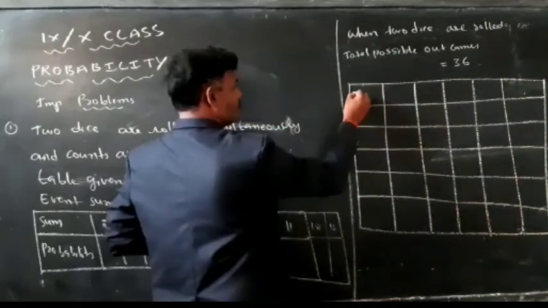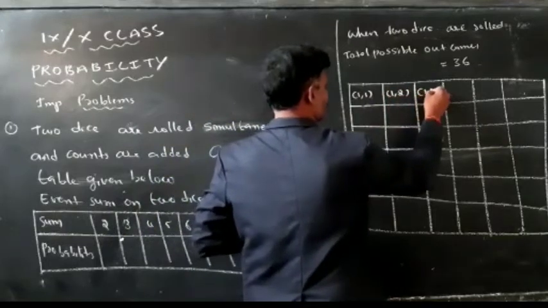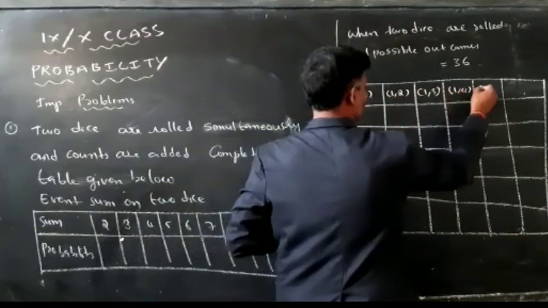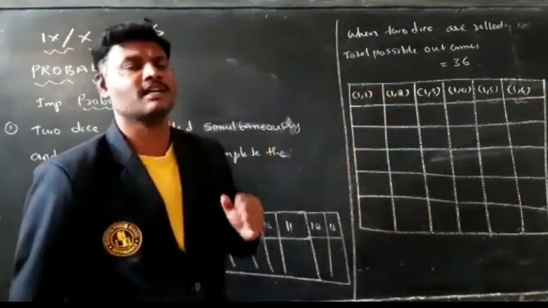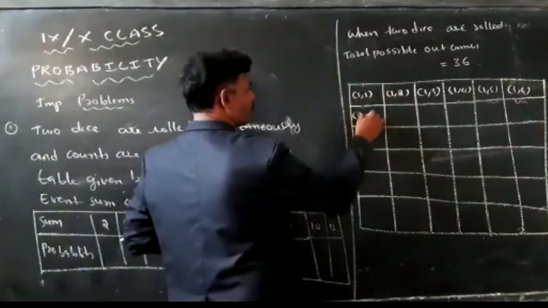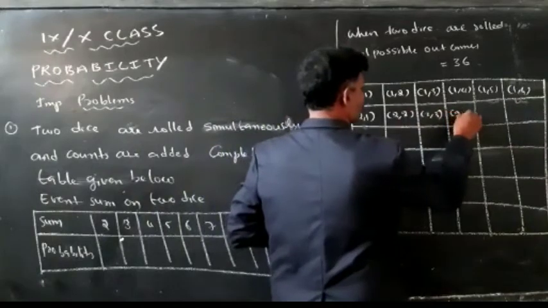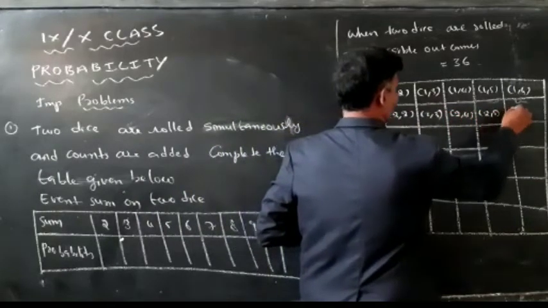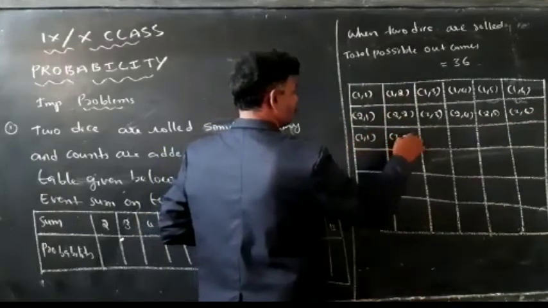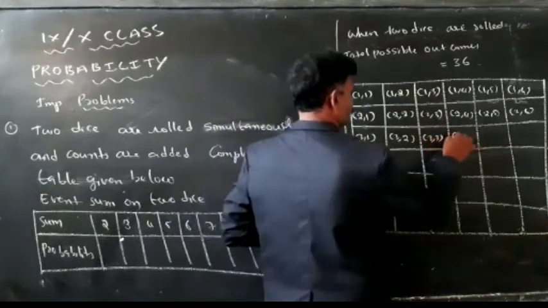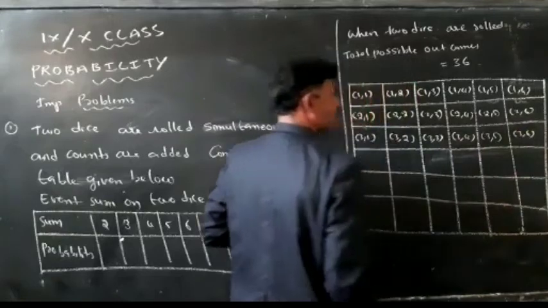See, we can take 1,1 and also 1,2, 1,3, 1,4, 1,5, 1,6. So with 1 there are 6 chances. With 2: 2,1, 2,2, 2,3, 2,4, 2,5 and 2,6. With 3: 3,1, 3,2, 3,3, 3,4, 3,5 and 3,6.